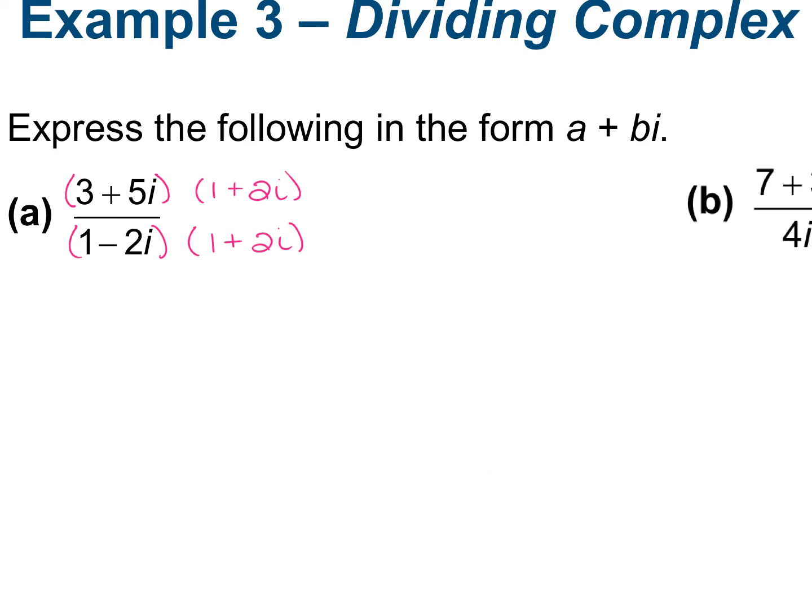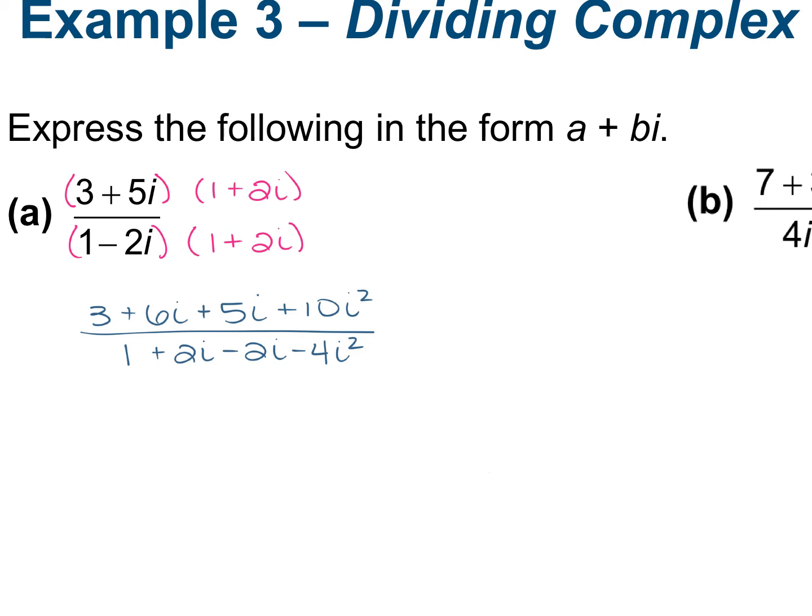We're just going to FOIL this out. So 3 times 1 up top is going to be 3. 3 times 2i is 6i. 5i times 1 is 5i. 5i times 2i is 10i squared. In your denominator, you have 1 times 1, which is 1. 1 times 2i is 2i. Negative 2i times 1 is negative 2i. And negative 2i times positive 2i is a negative 4i squared.